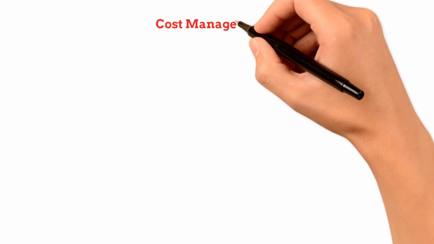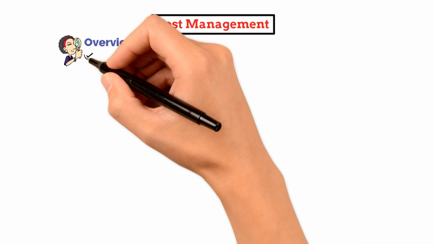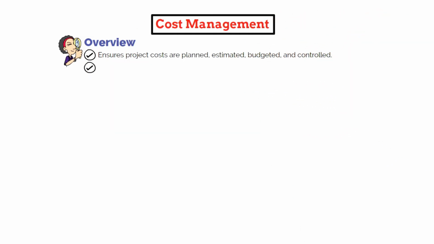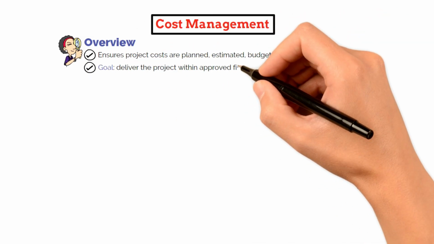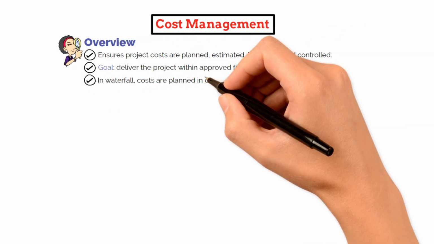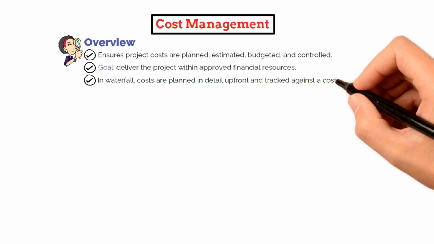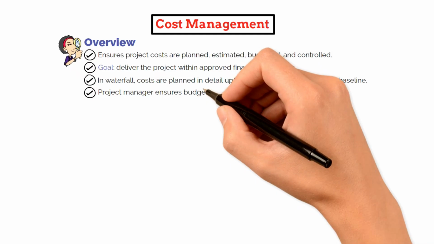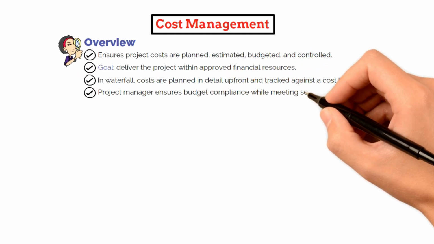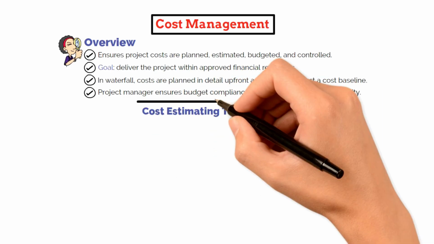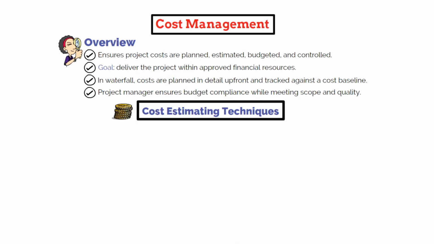The topic we'll cover is cost management. The process is used to plan, estimate, budget, and control project costs so the project is delivered within its approved financial resources. In waterfall projects, costs are planned in detail up front and tracked closely against a cost baseline. The project manager is responsible for ensuring that all work stays within the approved budget while still meeting scope and quality requirements. Cost management begins with estimating costs for each activity or work package.